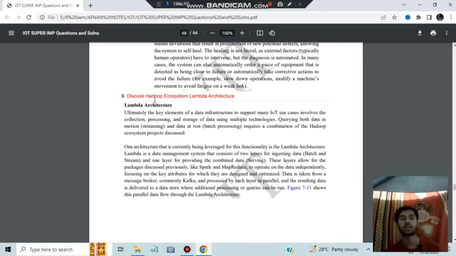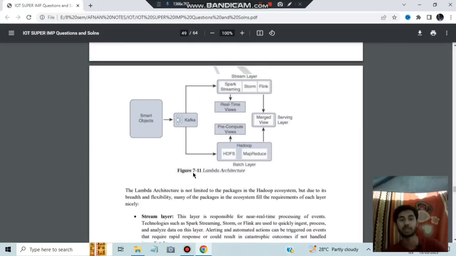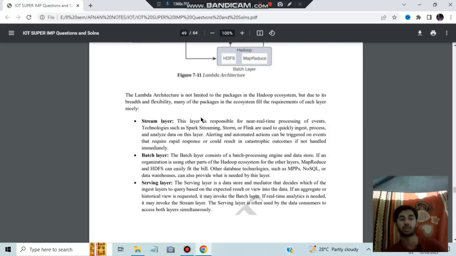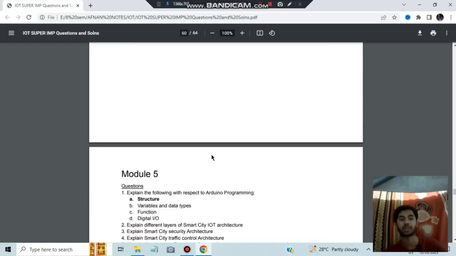Okay, and the ninth question: discuss the Hadoop Lambda architecture. What is the Lambda architecture? It is used to do two things: streaming and batch processing. So this is the architecture defined for streaming and batch processing. Here we have the smart objects. It sends the data to Kafka, and from there the stream layer is here and the batch layer is here. Both process the data and give the real-time views. It gives the pre-computed views, and both merge and give the output as the merged view in the serving layer. That only you have to explain. And if you want more information, it's given. You can go through it.